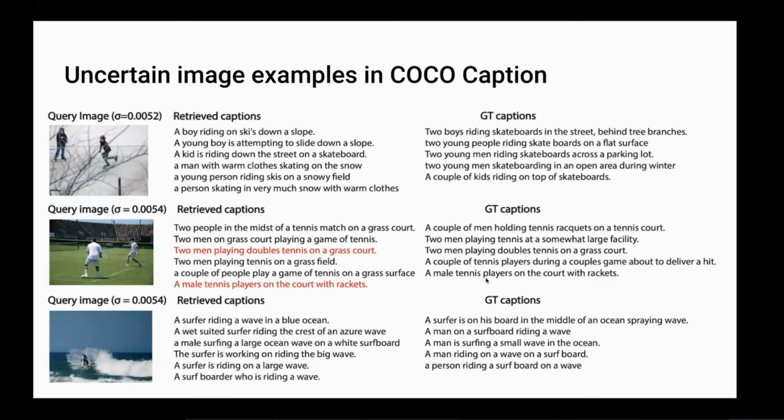And these are actual uncertain image examples from COCO Caption using PMRP. Here, the red ones are the only matched images, I mean ground truth images. But as you can see, the retrieved caption here is a surfer riding a wave in a blue ocean. It is actually correct. And also this one, two people in the midst of a tennis match on a grass court, is actually matched. This one is wrong, because they cannot capture a boy and two boys here.